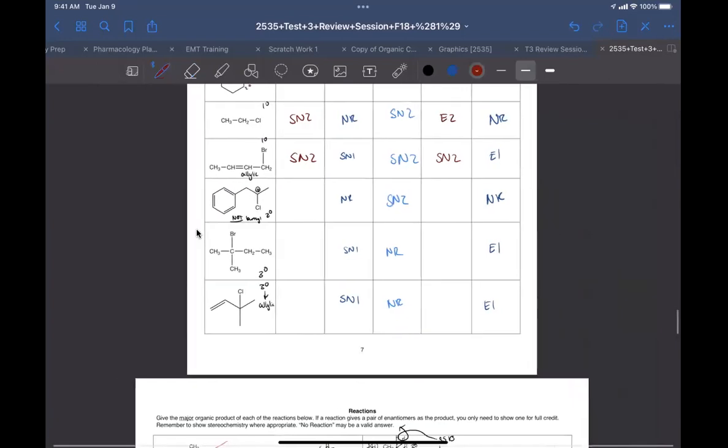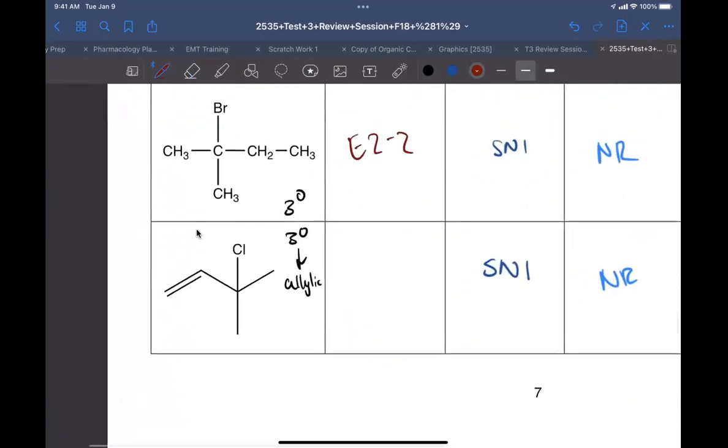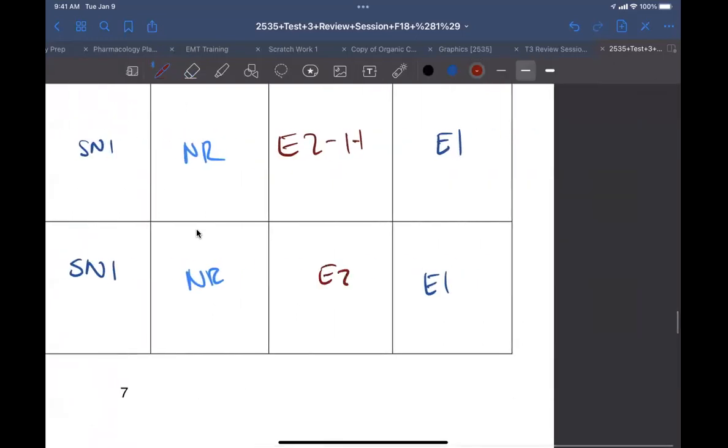Secondary, all right. E2, Zaitsev. E2, Hoffman. Same thing with this tertiary, E2, Zaitsev, E2, Hoffman. For this one, even though it's tertiary, there's only one way it can go, on one of these methyl groups. It doesn't really matter which one because it's not a stereocenter. Two of these groups are identical, but it cannot go to the secondary one because that's sp3 hybridized. It cannot have another double bond. This is just plain E2, and this is plain E2.